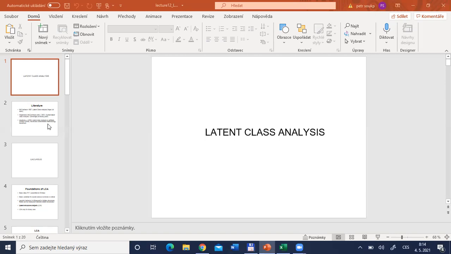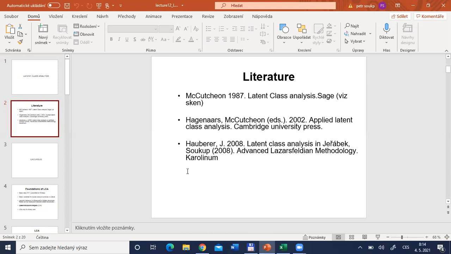So let's go down to the literature sources. If you would like to read some basic and maybe also advanced information, you could find these texts. First of all, I would still recommend, in spite of the fact it is quite an old source, the book written by McCutcheon, published in 1987, and this quite small text, approximately 80 pages, gives very precise and detailed information about the basics of latent class analysis.